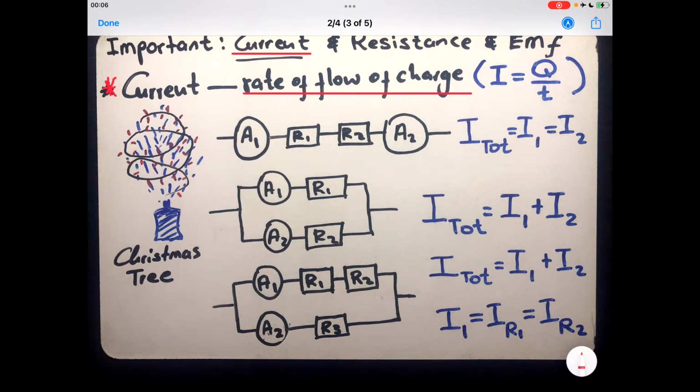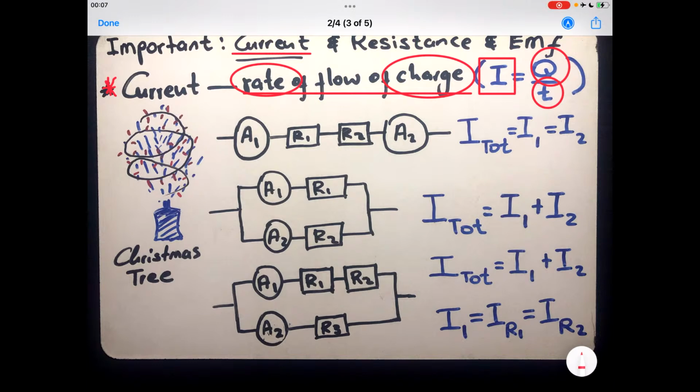Remember, at all times, the word rate means over time. The rate means whatever over time. What is the whatever in this case? The whatever is the charge. So when we say the rate of flow of charge, we are saying charge over time. That is the current. So the formula for calculating the current is charge over time. Simple as that. Let's not complicate it.